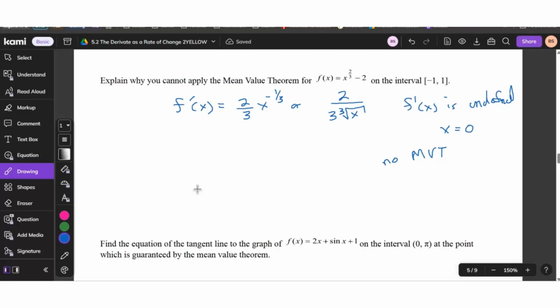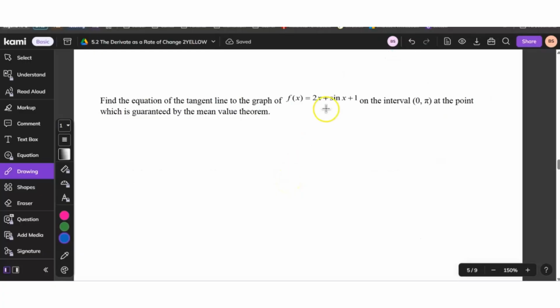We think so? Miguel thinks so? Excellent. All right, so now what we're going to do is find the equation of the tangent line to this graph on that interval at the point which is guaranteed by the mean value theorem. Okay, so it's telling us already that we can use mean value theorem, so we don't really need to check anything.